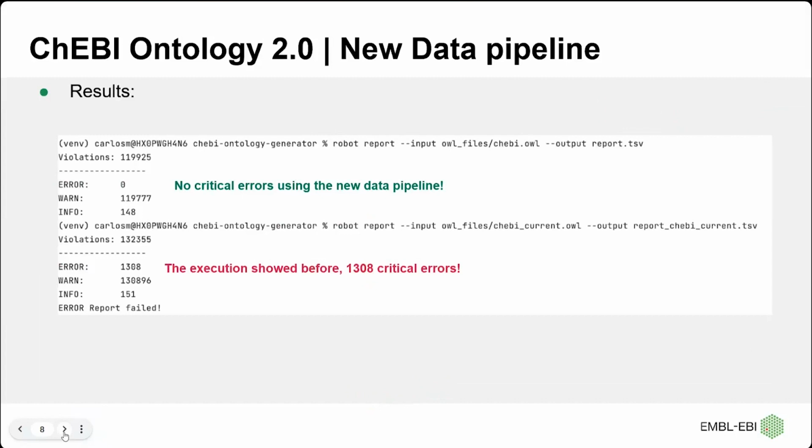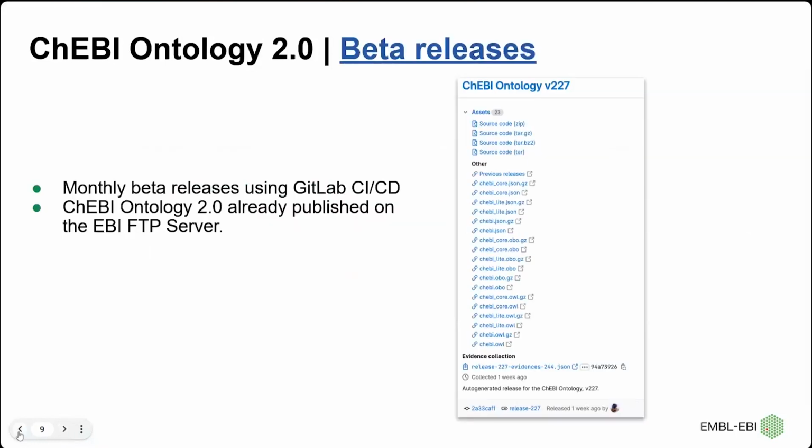And these are the results. So once we finish the new ontology generation process, we execute again the ROBOT report, and we realize that using our new approach, we don't have critical errors using the new data pipeline. So that's great, but we also need to fix the warnings and the info errors. But even the warnings and the info errors are reduced. I mean, it's only to show the numbers here.